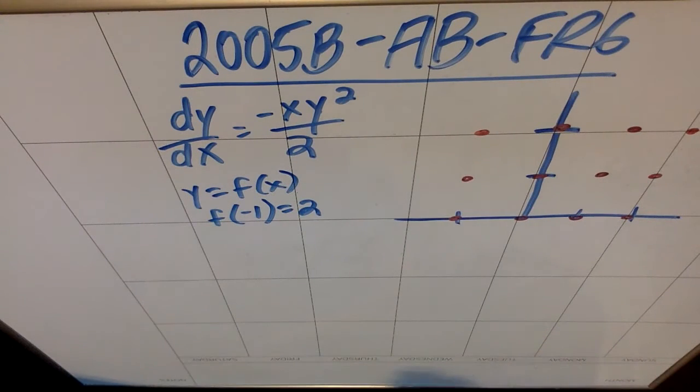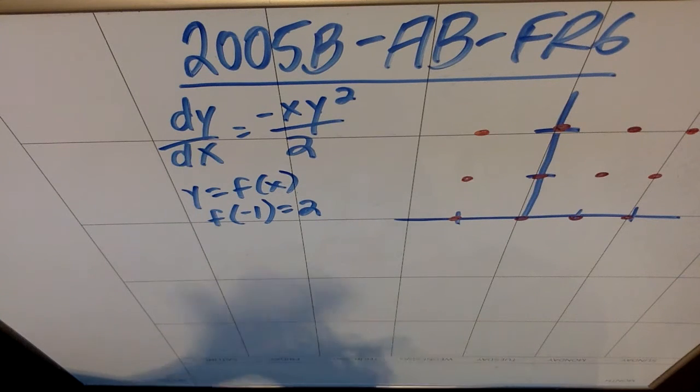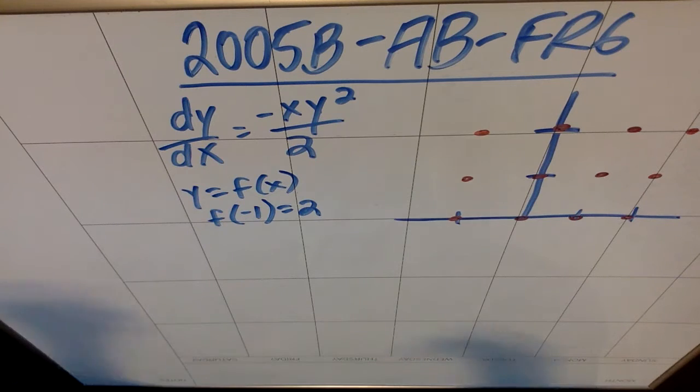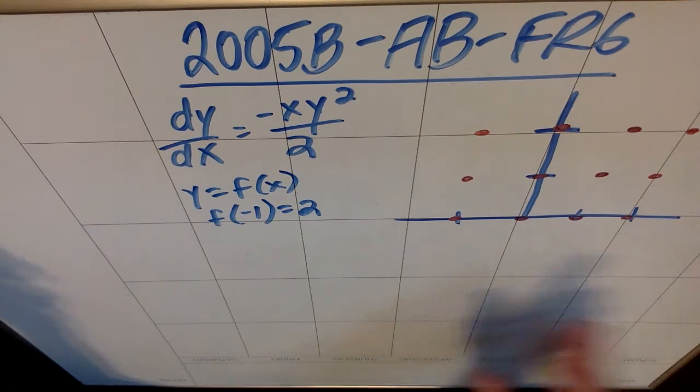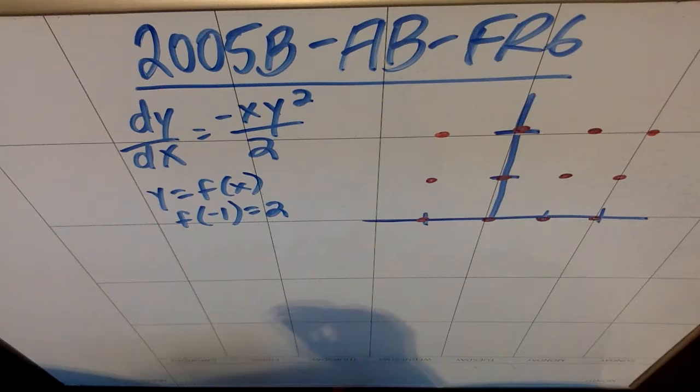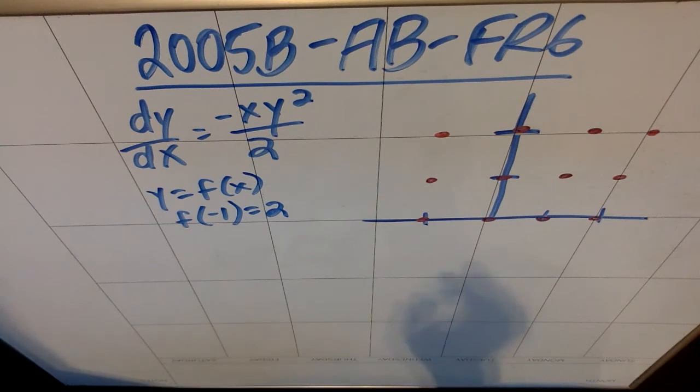Back at AP Review. This is 2005 Form B, AB FR6. So we're given dy/dx equals negative x y squared over 2. And we're told that y equals f of x is the solution and that f of negative 1 equals 2 is the initial condition. Cool. So first thing we're asked to do is a slope field at the 12 points that I put here in red. So couple things before we get started.